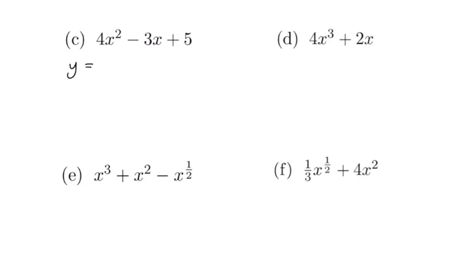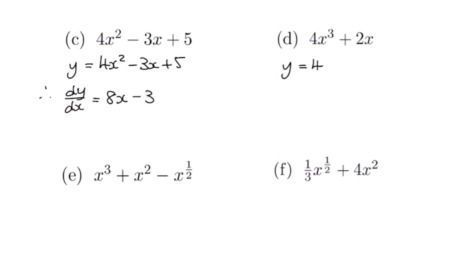Next one, again, I'm going to write y equals 4x squared minus 3x plus 5. Therefore, dy dx equals 8x minus 3. Again, multiply the power by the coefficient and decrease the power by 1. And of course, the plus 5 just becomes 0. D, I've got y equals 4x cubed plus 2x. Therefore, dy dx equals 12x squared plus 2.